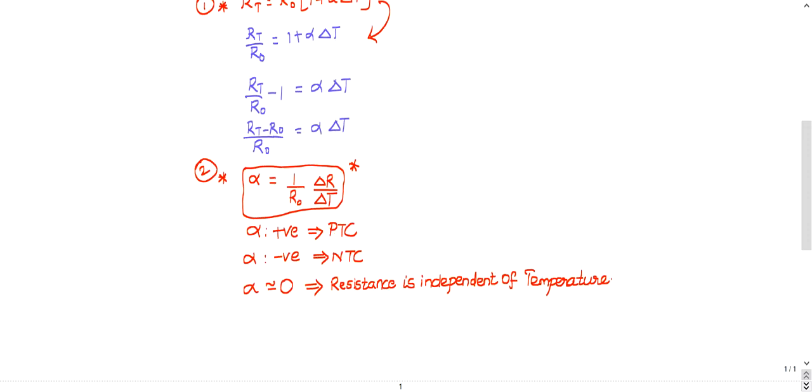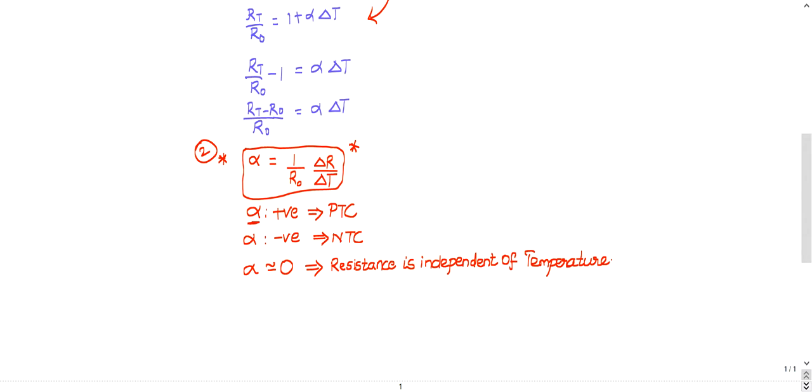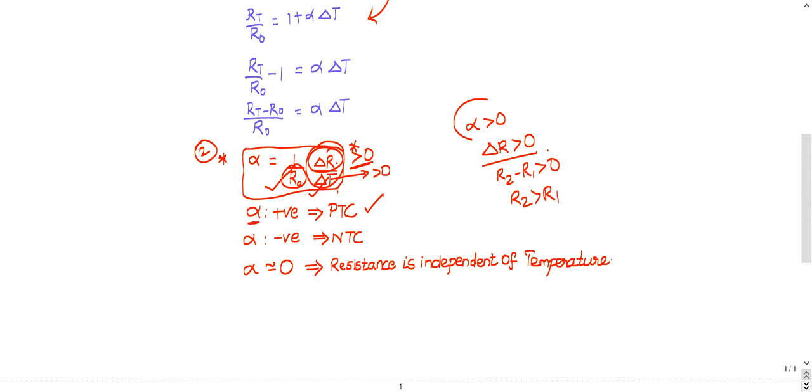Okay, so what I want to say is, if alpha is positive, then it indicates PTC. It's simple, right? Because if alpha is positive, everything is constant except delta R directly. The temperature also increases, so delta T is greater than 0. R0 is a constant and this is always a positive quantity, so delta R is also positive. So R2 minus R1 is greater than 0, so R2 is greater than R1, which means if alpha is positive, then resistance is increased, which indicates PTC.